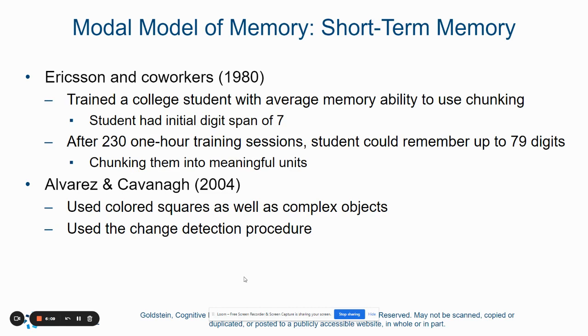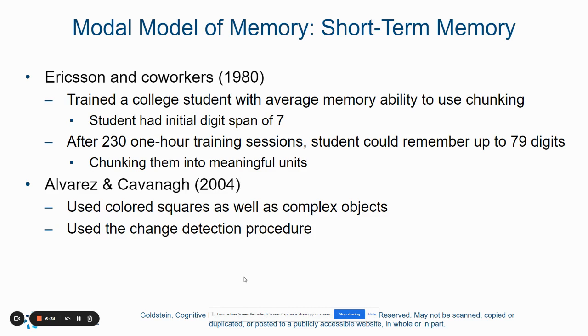So Erickson and coworkers in 1980 did a research study where they trained a college student with average memory ability to use the chunking method. That student from that research had an initial digit span of about 7. So before he had any type of training, he could remember a string of digits that were about 7 long.